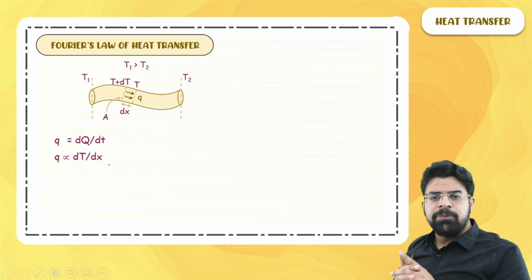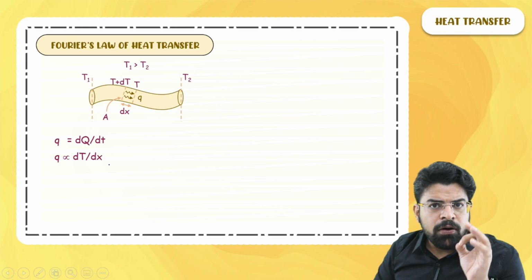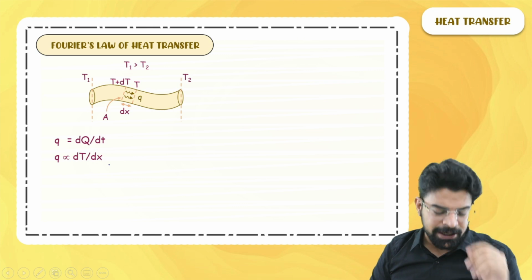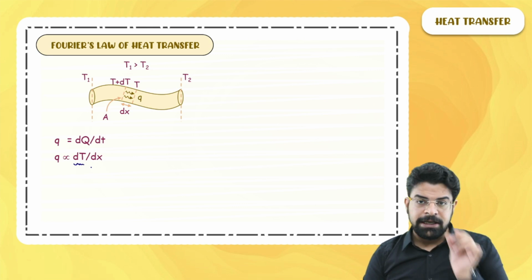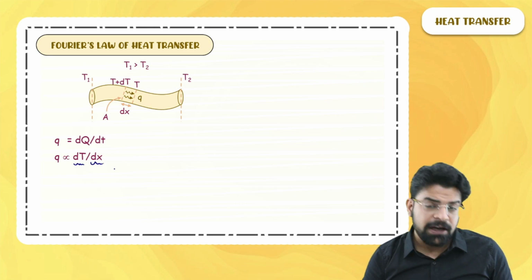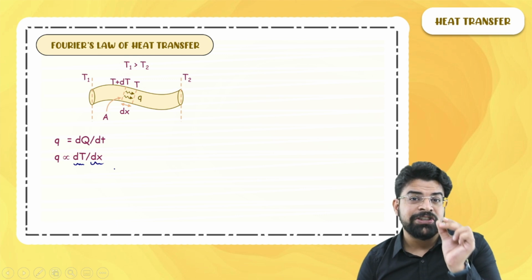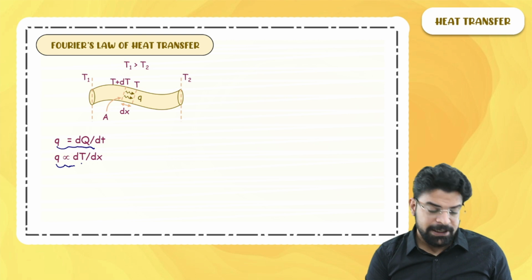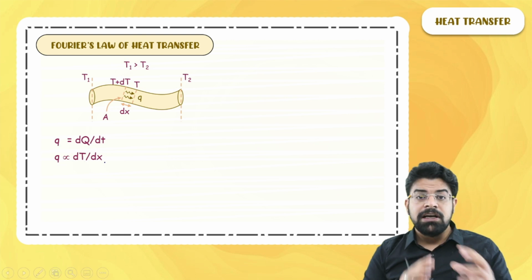is directly proportional to the temperature gradient. Sir, what is temperature gradient? The rate of change of temperature with respect to length. That is the meaning of temperature gradient. So the infinitely small change in temperature upon the infinitely small length in which this temperature change takes place. So Q, which is dQ by dt, is directly proportional to the temperature gradient.